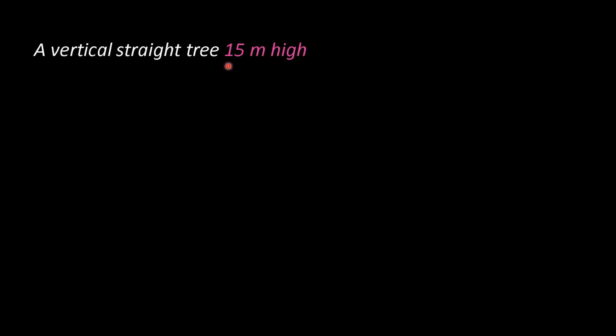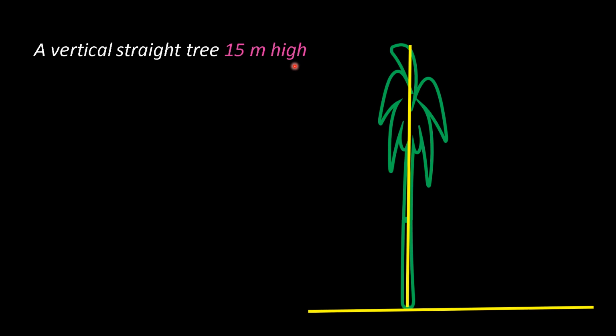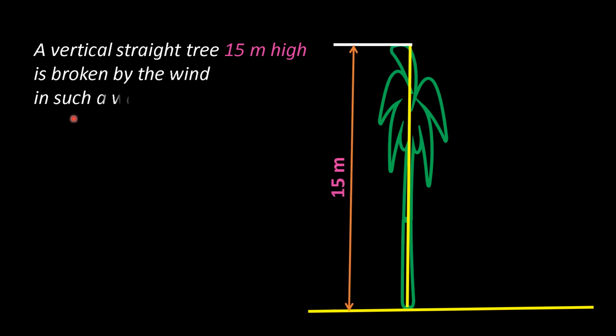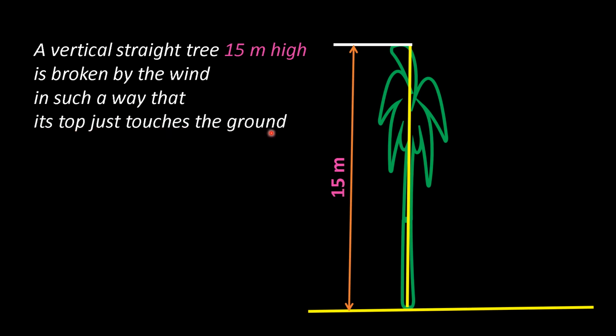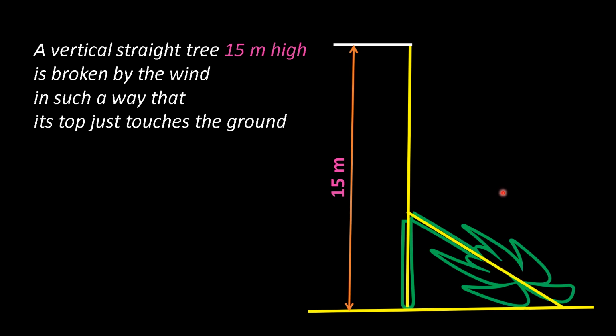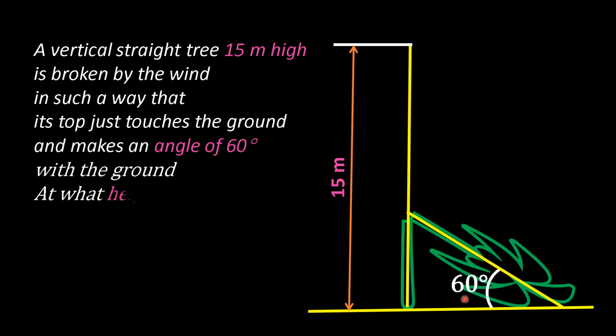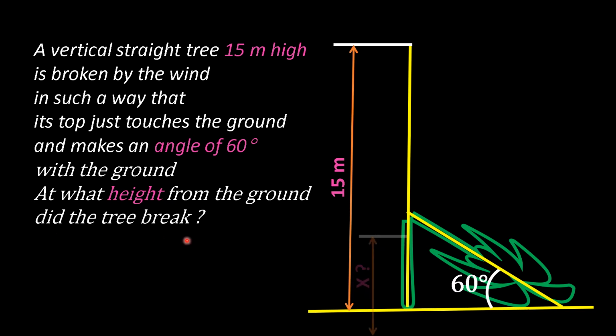A vertical straight tree 15 meter high is broken by the wind in such a way that its top just touches the ground and makes an angle of 60 degrees with the ground. At what height from the ground did the tree break? We have to find this height, which is x here.